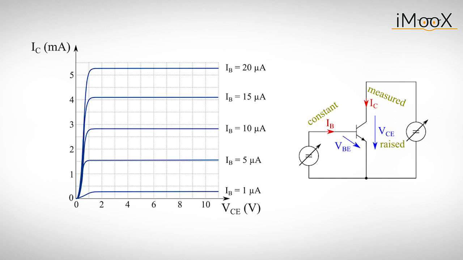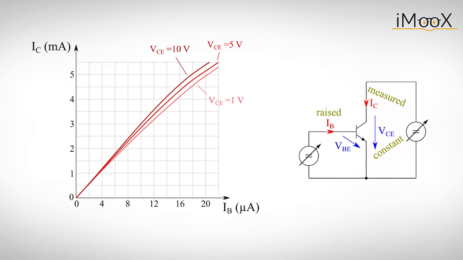The diagram only shows the characteristic of 5 different base currents, but in reality there are infinitely many values for IB, which would result in infinitely many curves, which again would not make much sense to draw into one diagram.